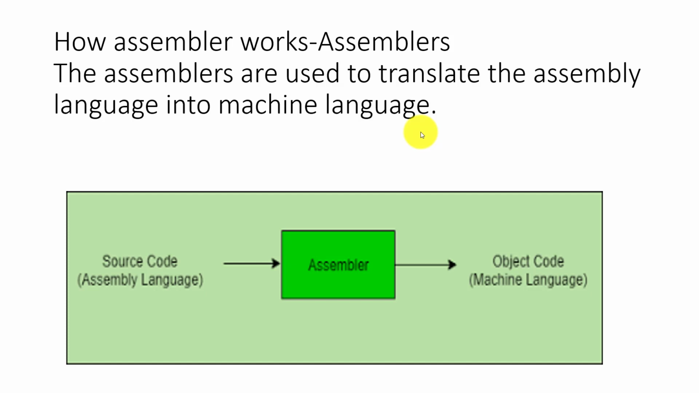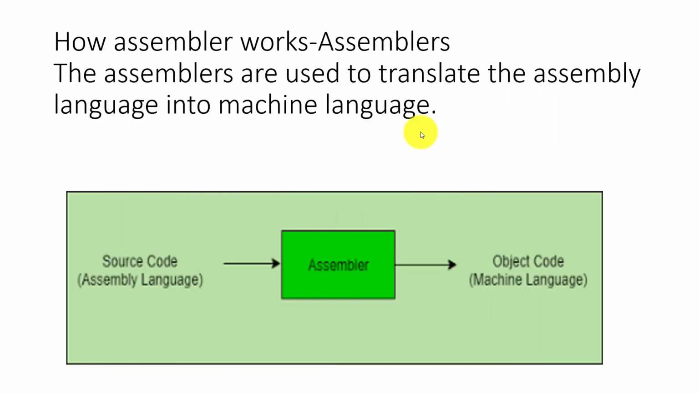First of all there is the hardware, then machine language, then assembly language, and then high level language. The assembly language again depends on the machine language, because we need an assembler, and the job of the assembler is to translate source code to the object code, also called machine code or machine language. So that is the working of the assembler.